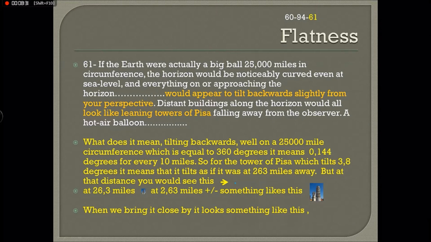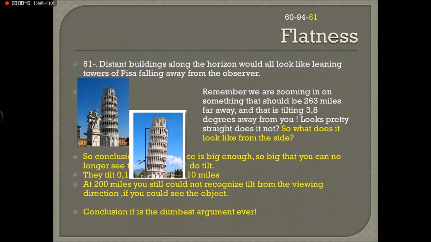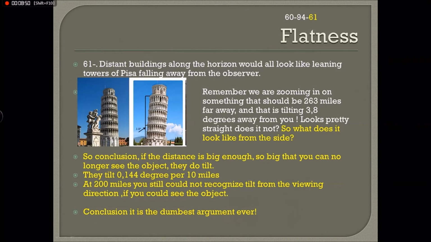And it looks pretty straight, because it is leaning backwards and not sideways. So if we come very close, this is what we would see, while that is what it looks like from the side. So yes, if something is leaning backward at 263 miles far away, it would appear to lean back. But if you look at it from your side, it's tilting away. You hardly see it. So before something becomes visible tilting away, it needs to be over 200 miles away. But then it is so small, you can't see it anymore. So it's a non-argument. I still believe it's the dumbest argument ever used.